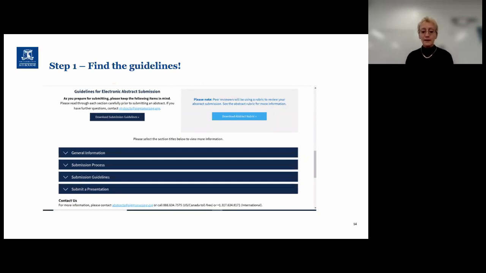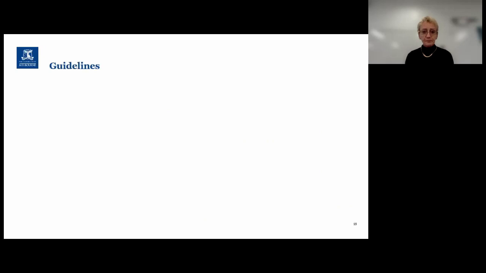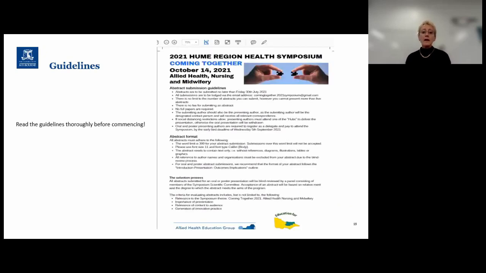So we need to find the guidelines. In finding the guidelines, you need to read them thoroughly before commencing. As I say, I cannot stress enough, do not leave it to the last minute. The 2021 RHAN Health Symposium, Coming Together, has got some clear guidelines. In particular, if we look at these guidelines carefully, if you haven't looked at them already, it gives you some information about your abstract format.